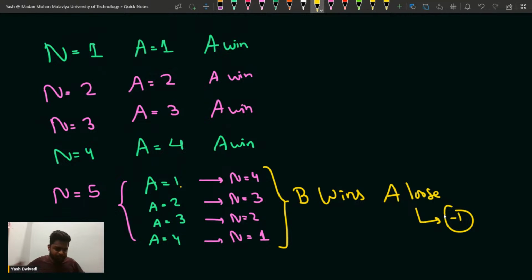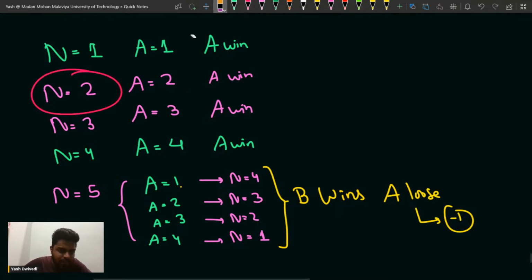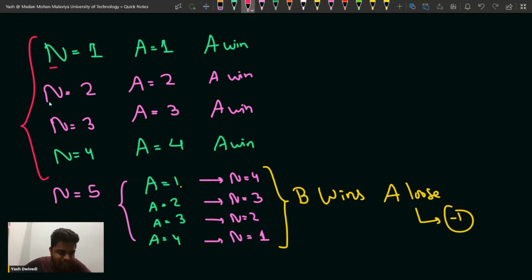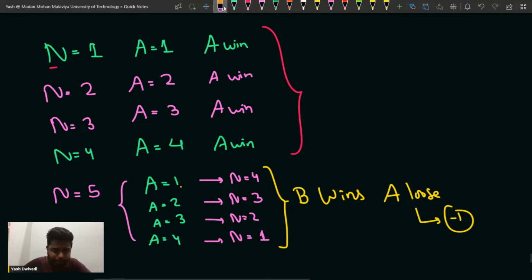Basically what I'm saying, Vanshika, is this. I hope this much is clear: if n is equal to 1 was given, then A will take the one match and A will win. If n is equal to 2 is given, then also the player will win. If any player starts with one matchstick, two, three or four, then that player is going to win, because that player will take all those matchsticks.